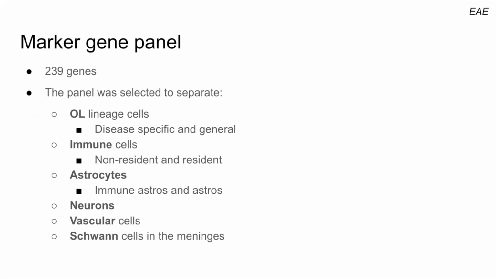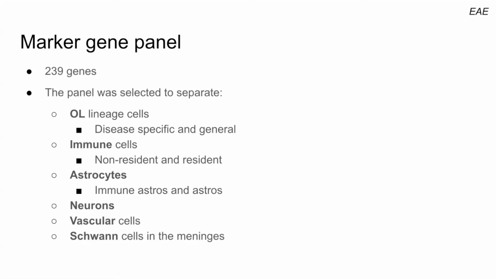So all in all, the project can be boiled down to this. We had a total of 239 genes that we selected to mark a few primary cell populations. So it's oligodendrocytes, these do-it-all cells in the nervous system that facilitate the functions of the brain and neurons. So we wanted to look at both disease-specific oligodendrocyte lineage cells, and also these general types of cells. We also wanted to look at immune cell populations, right? Because this is an inflammatory disease where these immune cells are really infiltrating the areas of the spinal cord and breaking down the myelin.